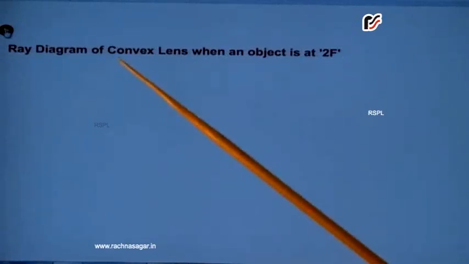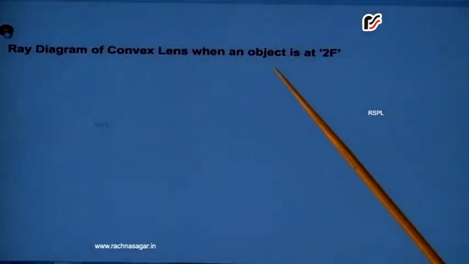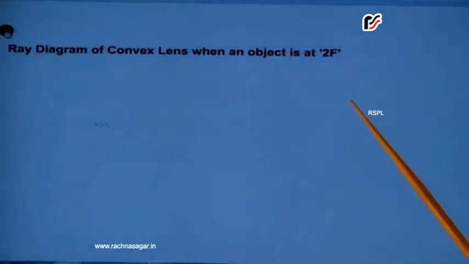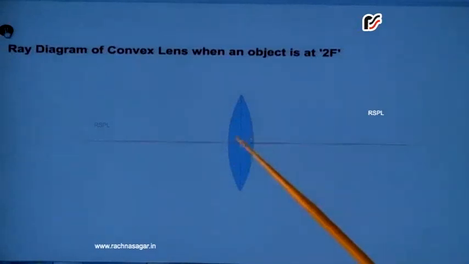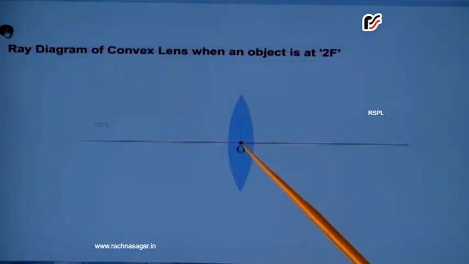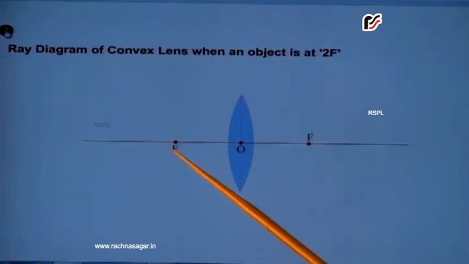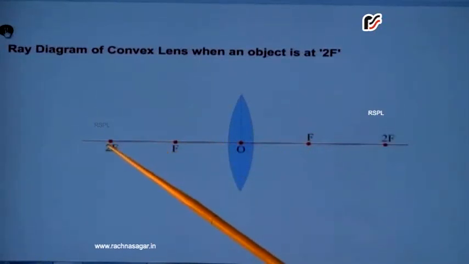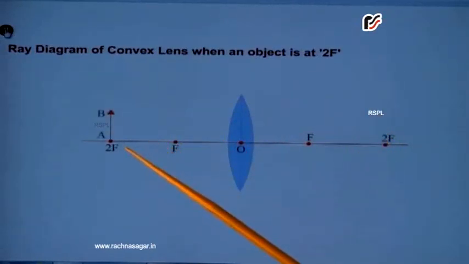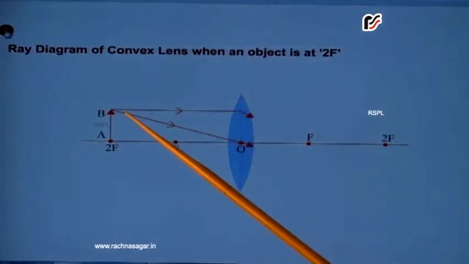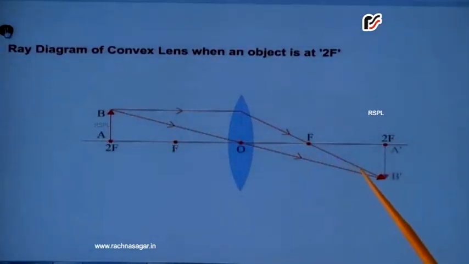Next is the ray diagram of a convex lens when the object is placed at 2F. Convex lens, principal axis, optical center, focus and 2F on both sides. An object AB is placed, and the two rays after refraction meet again at 2F, where the final image A dash B dash is formed. The nature of the image is real and inverted, and the size of the image is exactly the same as the size of the object.